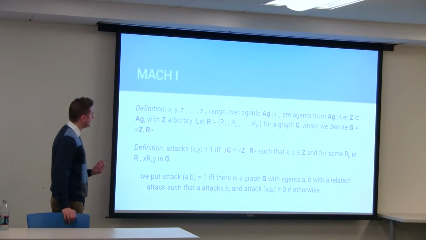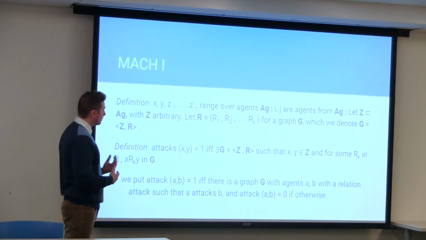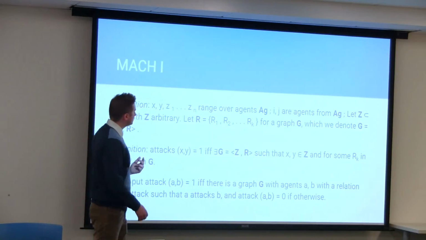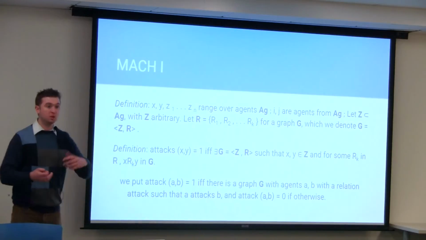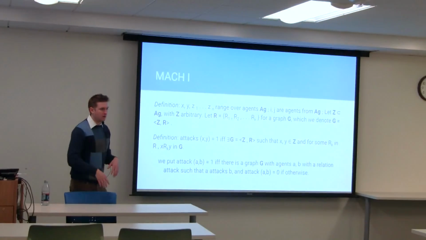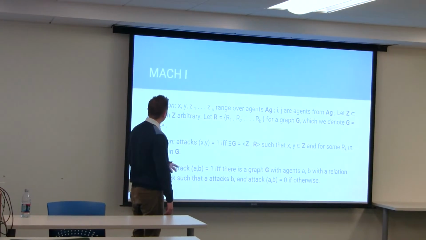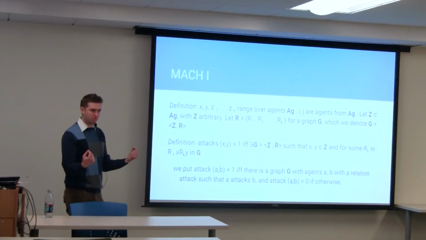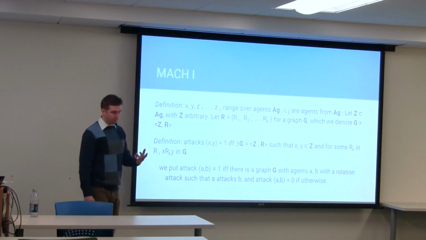Okay, so basically, don't get too crazy about this. You have a collection of agents. These agents could be machines, they could be humans, they could be anything you like them to be. You have a collection of agents, you have a collection of relations that exist between these agents, and we denote that as graph G.